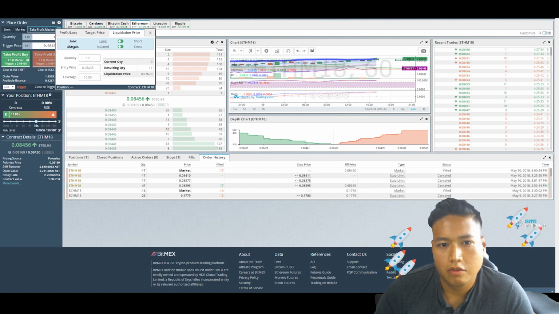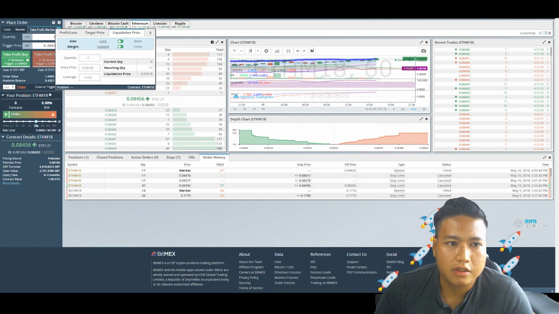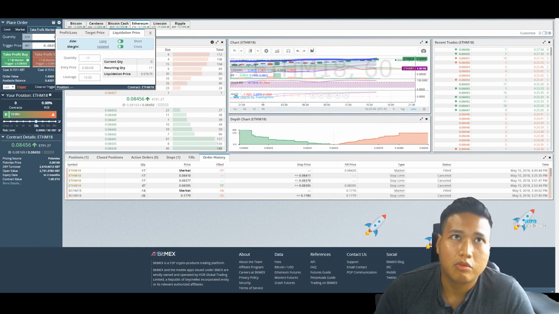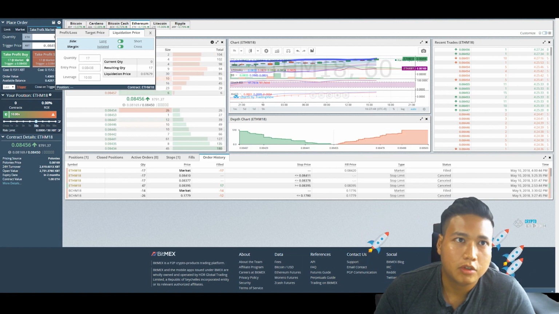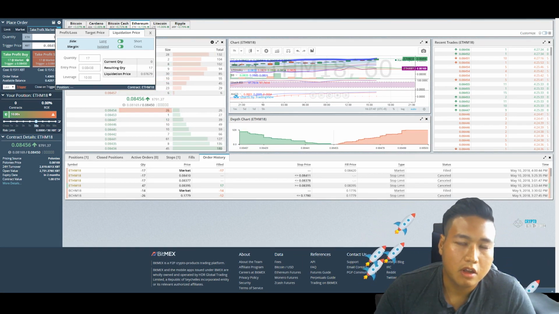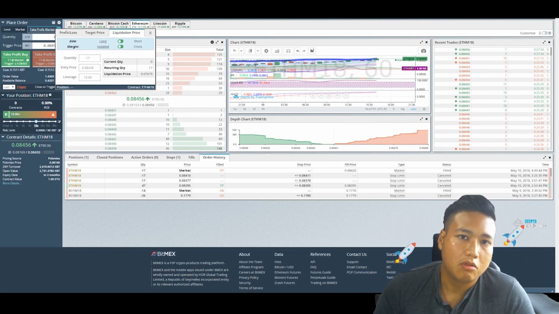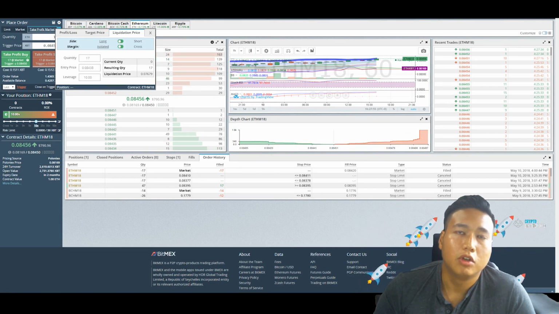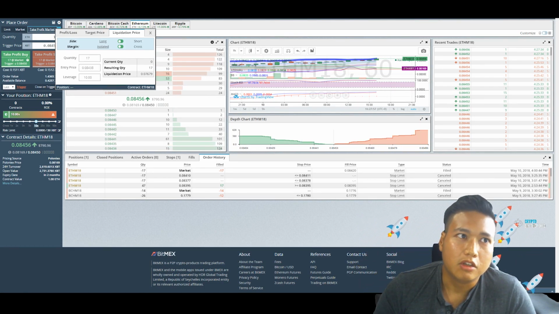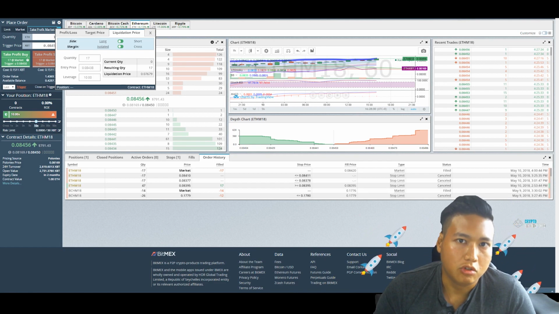FUD means fear, uncertainty, doubt. You see prices go down really fast, you get scared, and then you sell at a loss. FOMO is fear of missing out. Say the price goes up a lot and you think, oh shit, I've got to get in on the action, and then you buy at a higher price than you should.